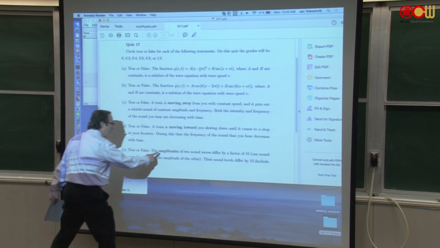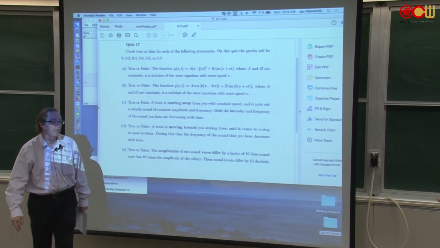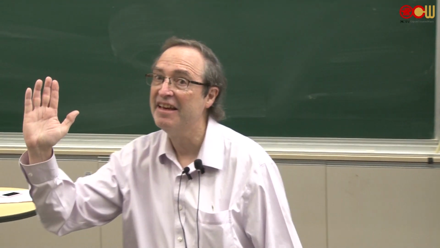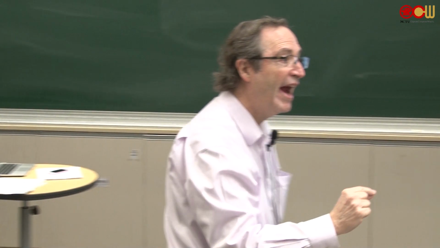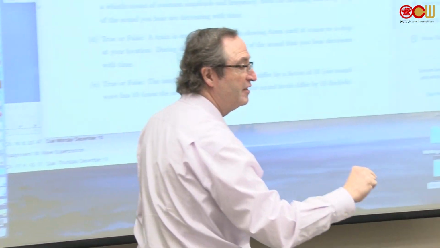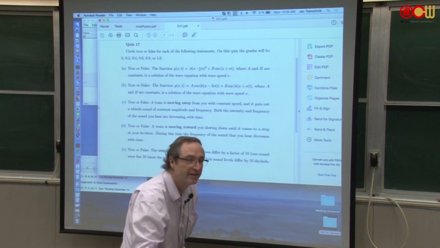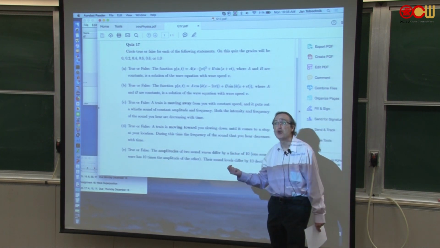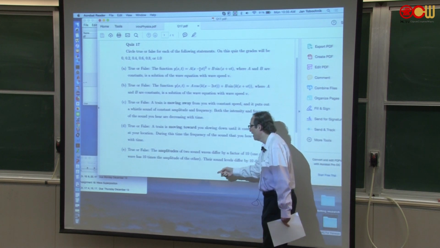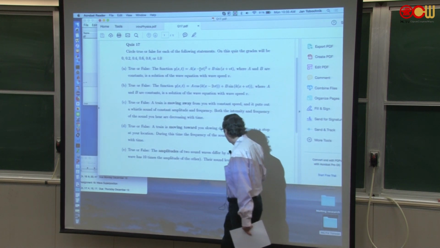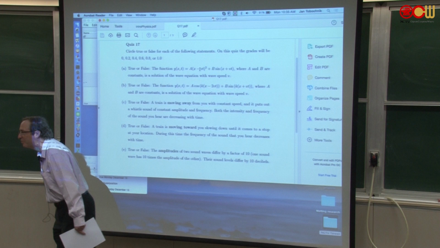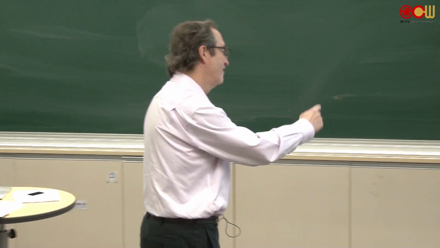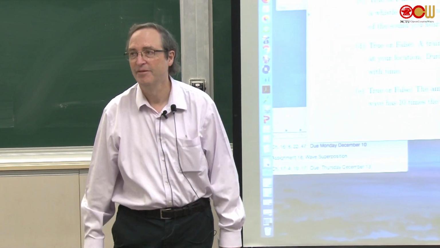The amplitudes of two sound waves differ by a factor of 10. That means the intensity differs by 10 squared. Intensity always goes as amplitude squared. So that's 100. Take a log of 100, that's 2. And then you multiply by 10 to get the sound level. So it should change by 20 decibels, not 10 decibels. So the last question is false.